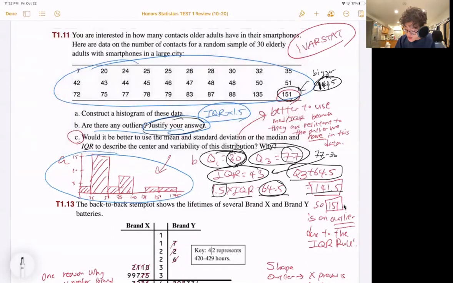So how do I justify it? 151 is an outlier because of the IQR rule. That's really all you need to tell me, and show me the work for the IQR rule.